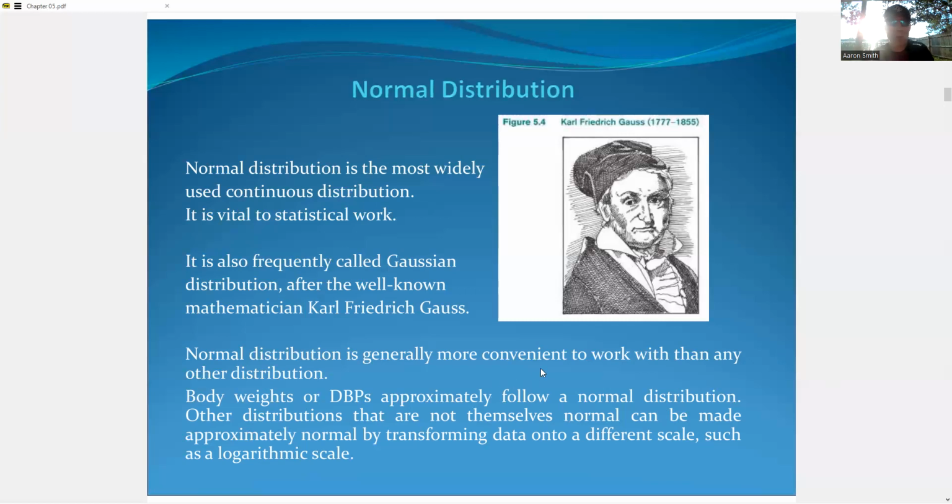The normal distribution is generally more convenient to work with than any other distribution. It comes up in so many places that we built tools to access it, so it's easy to get to and easy to understand. A lot of the theoretical pencil and paper work is actually easier when we're working with the normal distribution than with other distributions. Body weights approximately follow a normal distribution. Other distributions that are themselves not normal can be made approximately normal by transforming the data using different scales, like logarithmic scales, square root scales, stuff like that.